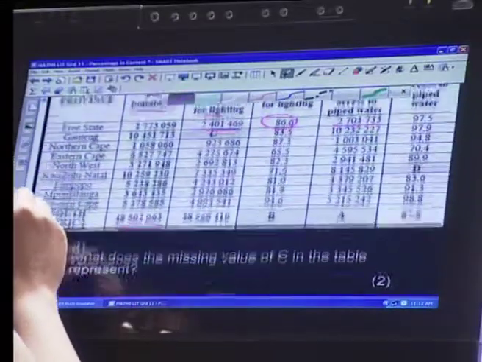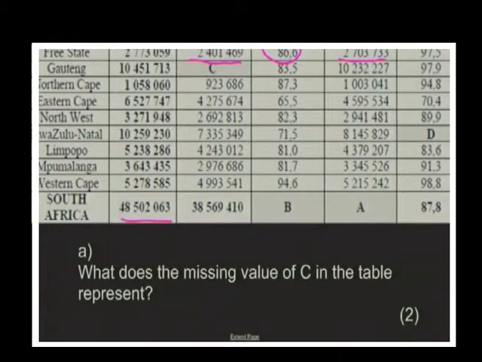Now the rest of the table is all going to work the same way. So now I know that I can answer all these questions that they're going to throw at me, calculate C and D and all the rest of it. So let's see what the questions are. So, in fact, there's the first question. What does the missing value of C in the table represent? But it's not asking you to calculate the value, it's just asking you what it represents.